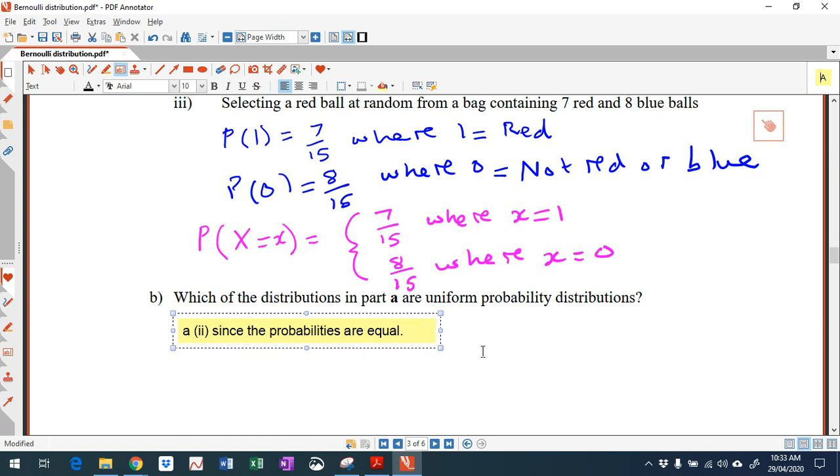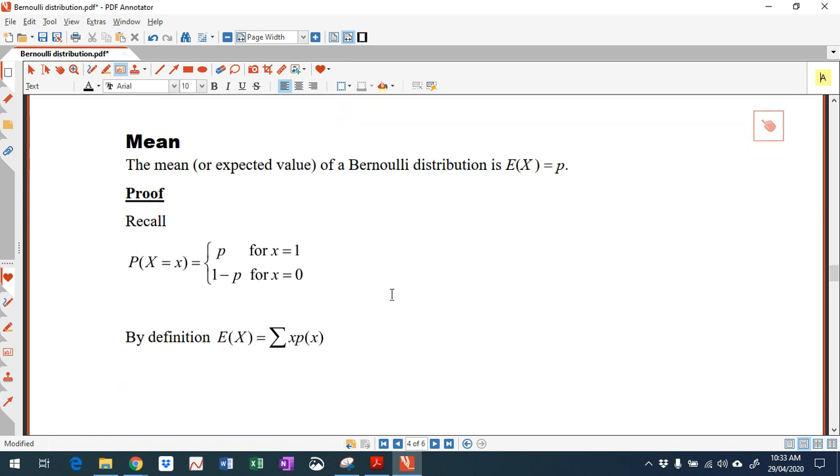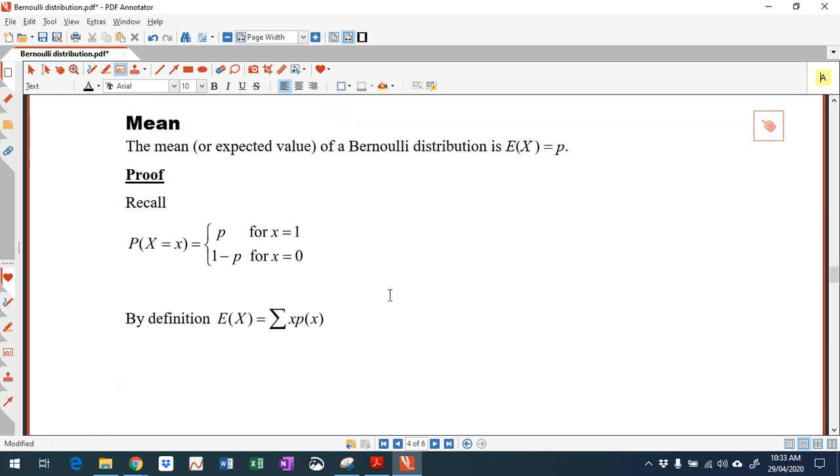Alrighty. Now, let's look at mean. The mean or expected value of the Bernoulli distribution is E of x equals p. So let's have a look at a proof of that.